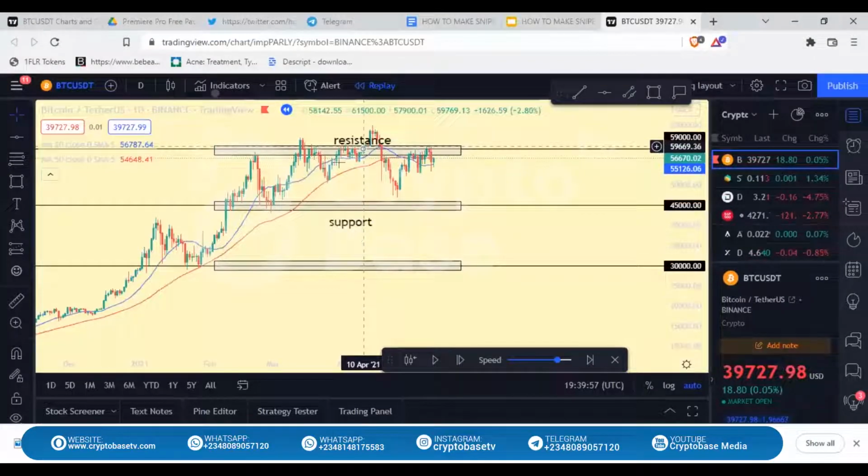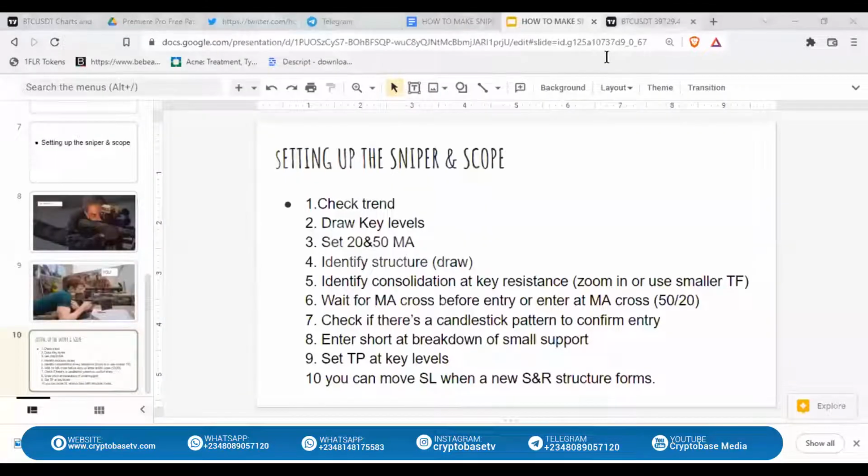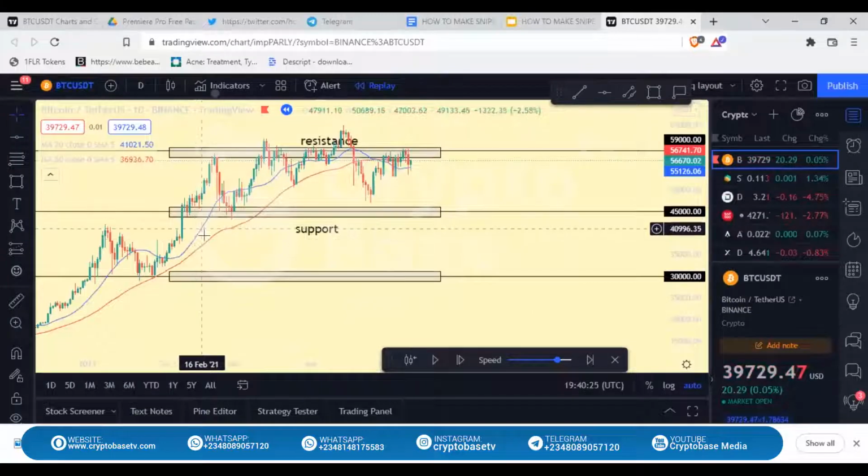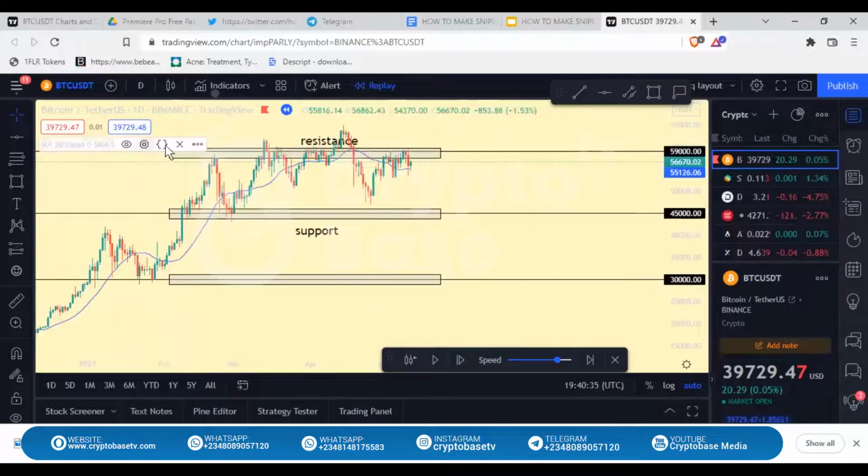Okay. The next thing we want to do is set a 20 and 50-day moving average. This is a 20-day moving average, and this is a 50-day moving average. But for the sake of the people that don't know how to set this, let me just do it all over again. You can as well set any short-term moving average and long-term moving average. But me, I use a 20-day and a 50-day moving average.